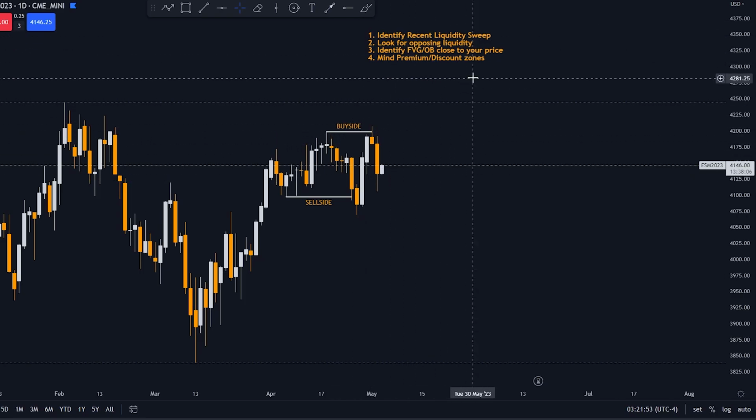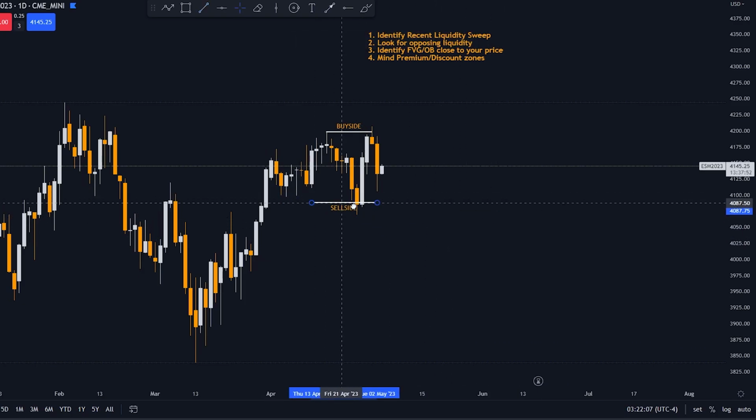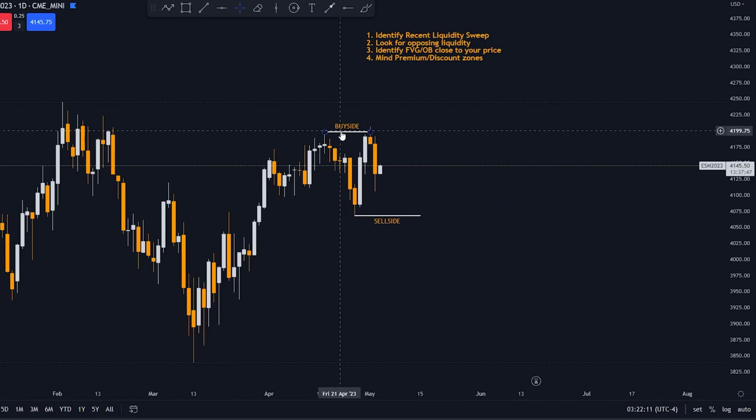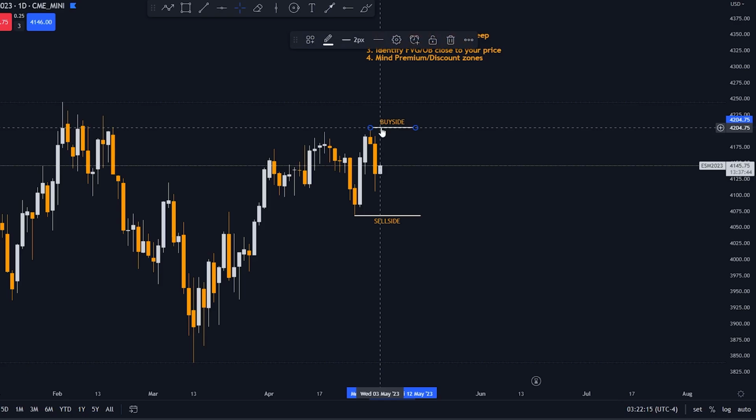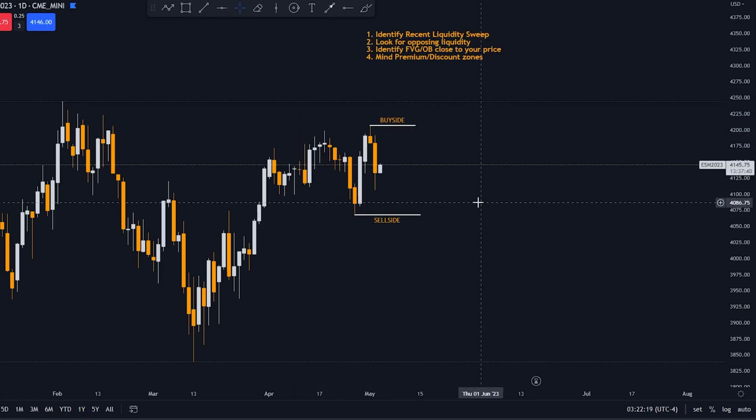So identify recent liquidity sweep, check. Look for opposing liquidity. So what is the opposing liquidity? Again, it's the place where people have their stop losses. So this would be our new sell side liquidity, this low right here. And this is our buy side, but it's not the opposing, right? So let's keep it here, but look at it.